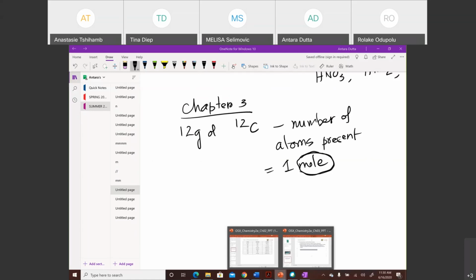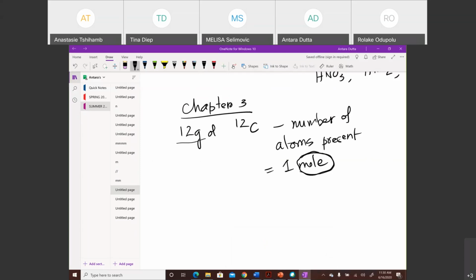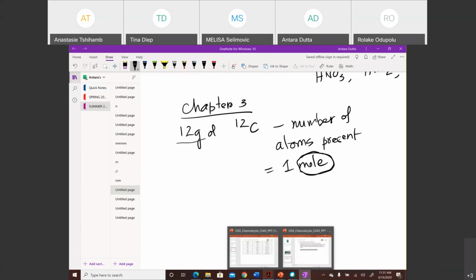So how do you know this is 12 grams for carbon? How about other elements? That's the question that comes to our mind. There is a very convenient way to know that, and that is the periodic chart. If you have a periodic chart with you, I cannot show you on the screen today because of my webcam problem. But if you have the periodic table with you, you can see that there is an atomic mass provided in each box of the periodic table, right?